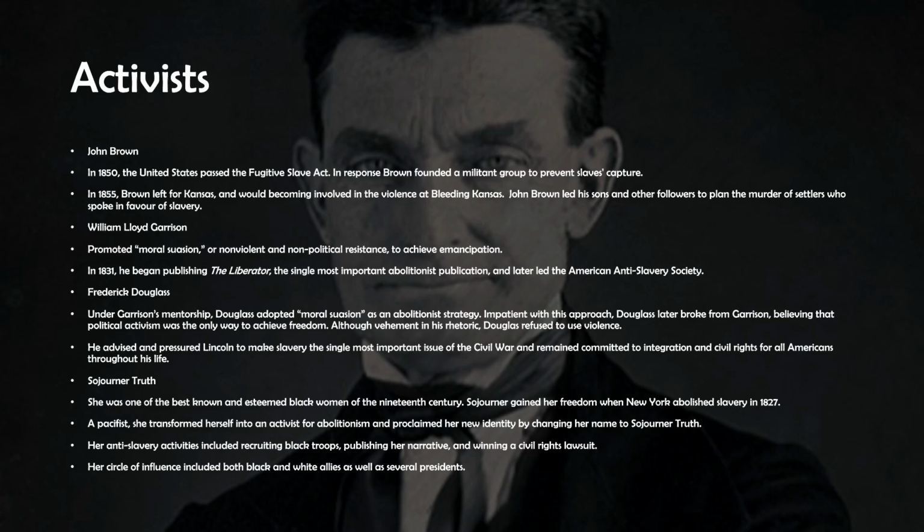And Sojourner Truth, one of the best-known esteemed black women of the 19th century, gained her freedom when New York abolished slavery in 1827. She was a pacifist and transformed herself into an activist for abolition, proclaiming her new identity by changing her name; Sojourner Truth is not her original name. Her anti-slavery activities included recruiting black troops, publishing her narrative, and winning a civil rights lawsuit.